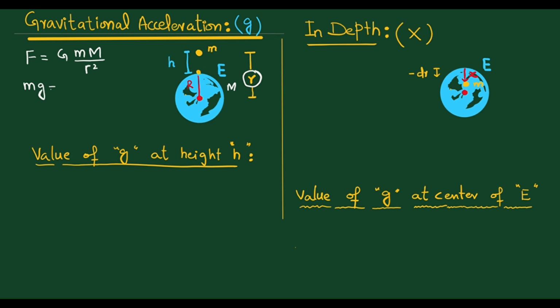The gravitational force is also equal to the weight of the object, which is mg, where small g is the gravitational acceleration and capital G is the gravitational constant. So mg equals capital G, small m, capital M divided by small r squared. The small m, the mass of the object, will cancel out from both sides, and then we get the value of small g, the gravitational acceleration, equal to capital G, capital M divided by r squared.